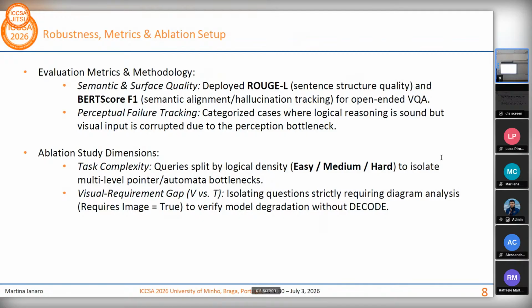And also we have ablation study dimensions, like task complexity. Each item in the benchmark is divided between easy, medium, or hard complexity. Hard, for example, is when the question is related to different parts of the image. It means that the model has to understand many elements, many labels, and how they are connected, for example in diagrams. And also a division between visual and textual. Sometimes we don't have the image or don't need the image to answer, because when we took the data from the textbook, we don't have a balanced dataset: we have a lot of text and few images inside the textbook.